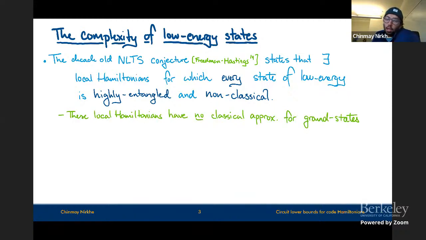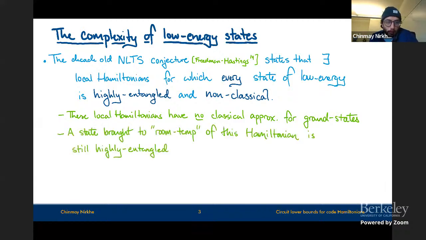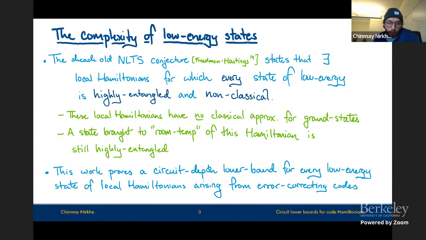And so these states are very nice because, as we've discussed previously, these local Hamiltonians shouldn't have any classical approximation for the ground state. They can't be verified in, say, NP or whatnot. And they form this very interesting separation that we always are looking for between quantum and classical. And you can think of this as a state that, if you started as a ground state and connected it to a heat bath and let it thermalize a bit, would still be highly entangled.